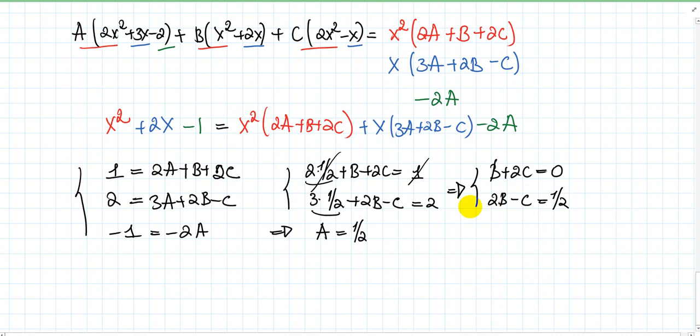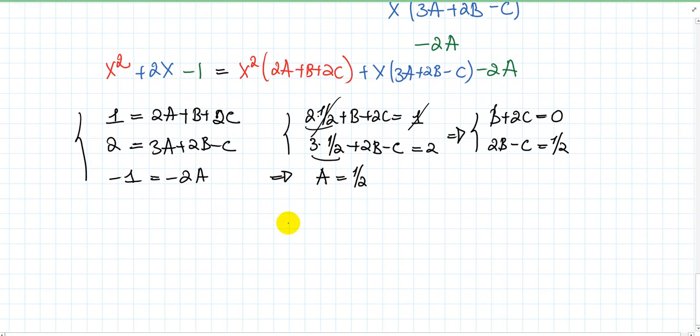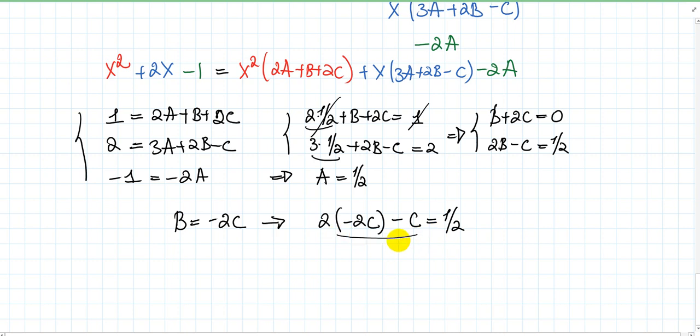Now I've got 2 equations and 2 unknowns, right? So how can I find them? For example, I can find b from the first equation and substitute it into the second equation. What is b from the first equation? Minus 2c. Let's substitute this into the second equation. It will be 2 multiplied by minus 2c, minus c, is equal to 1 over 2, right? If you open all the brackets, what will you have? Minus 5c, so minus 5c is equal to 1 over 2.